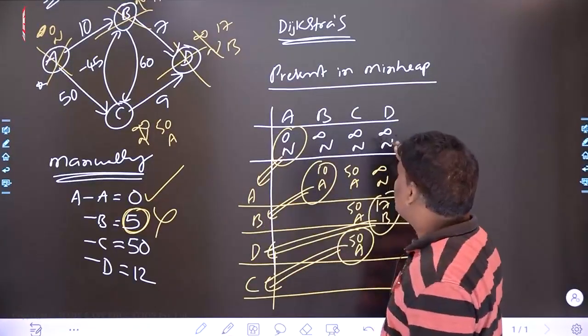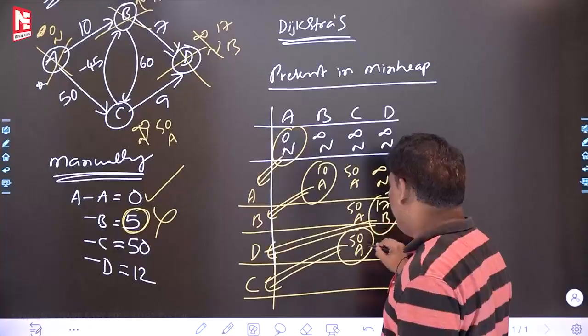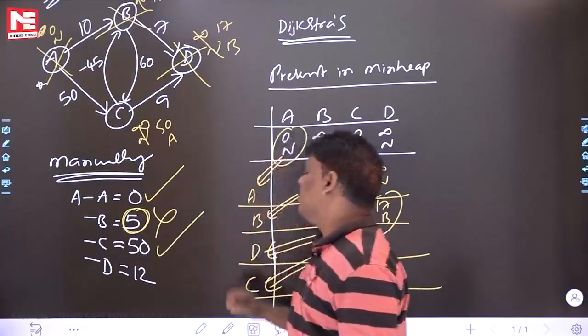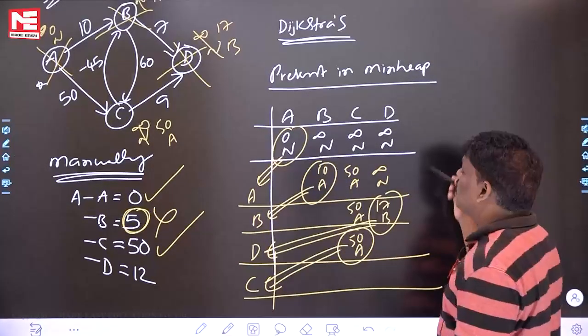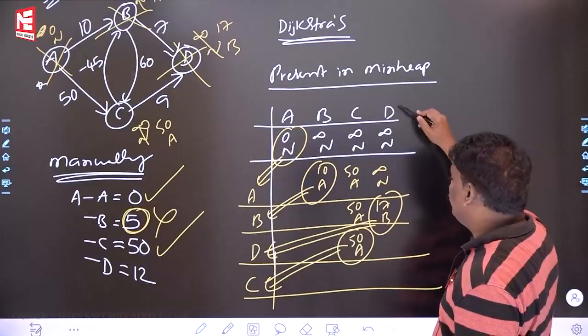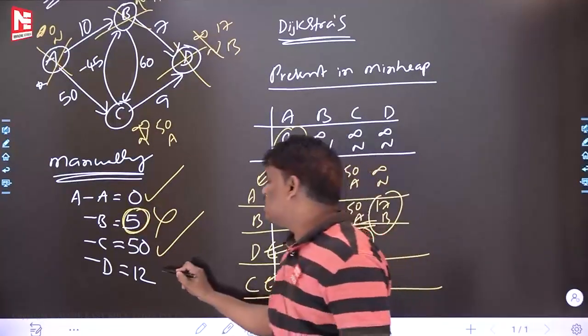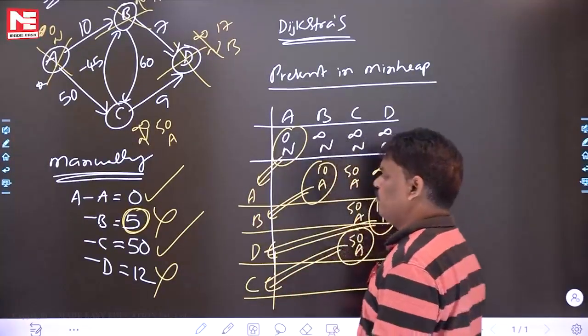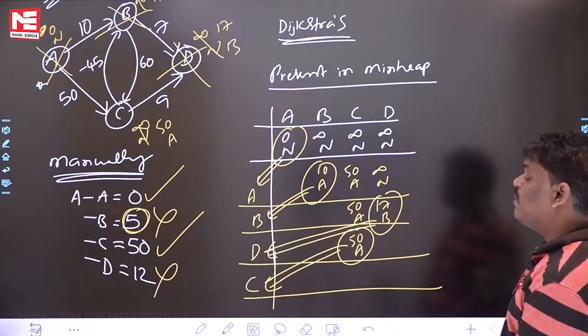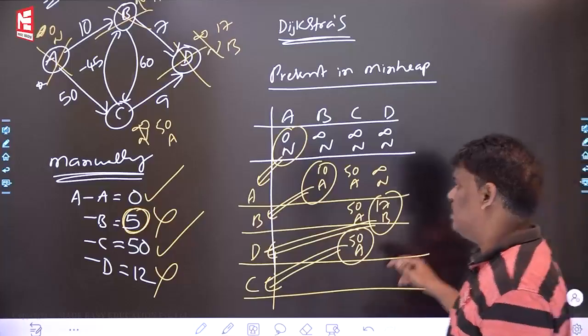Can you help me now? According to Dijkstra's algorithm, what is the source to C? 50. Manually also 50 came, no problem. Next one. According to Dijkstra's algorithm, source to D is 17. But the actual answer is 12. It is also wrong, right? Some people are asking, sir, how is it wrong? Let me check here.